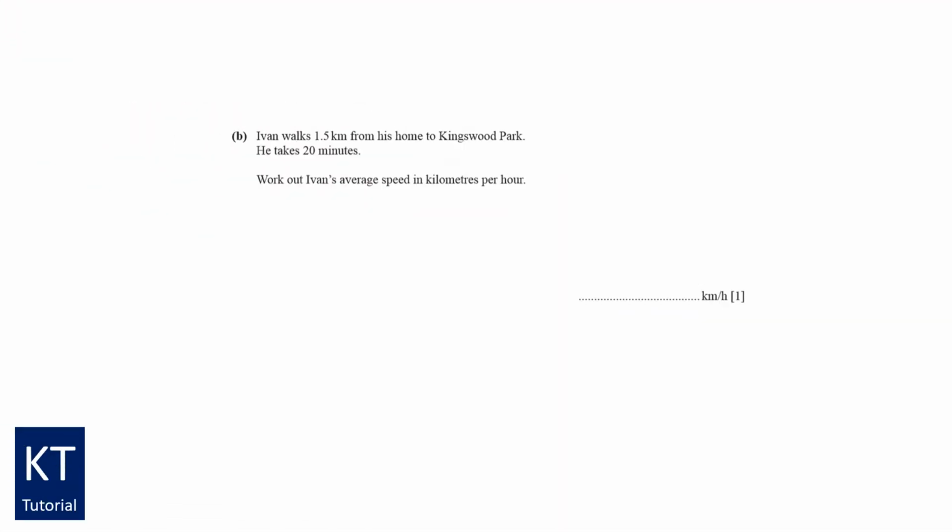Question 1b. Ivan walks 1.5 kilometers from his home to Kingswood Park. He takes 20 minutes. Work out Ivan's average speed in kilometers per hour. With the average speed being distance in kilometers divided by time in hours, this comes to 4.5 kilometers per hour.